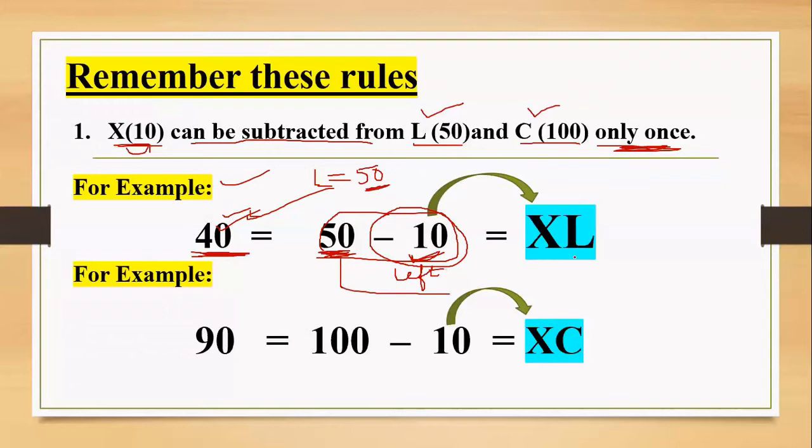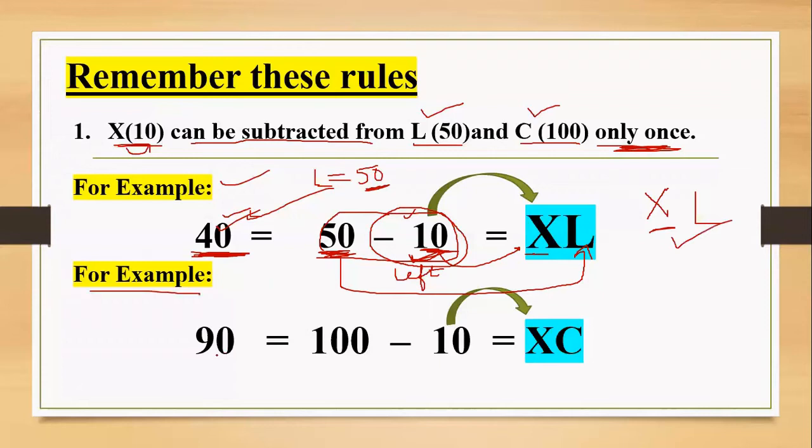So 50 we will write on the right side, L. Then on the left side of the bigger value, we will write the symbol for 10, and 10 is representing X. So we will write L, then we will write X on the left side because we have subtracted. So the notation for 40 is XL in Roman numerals. Let's see one more example.